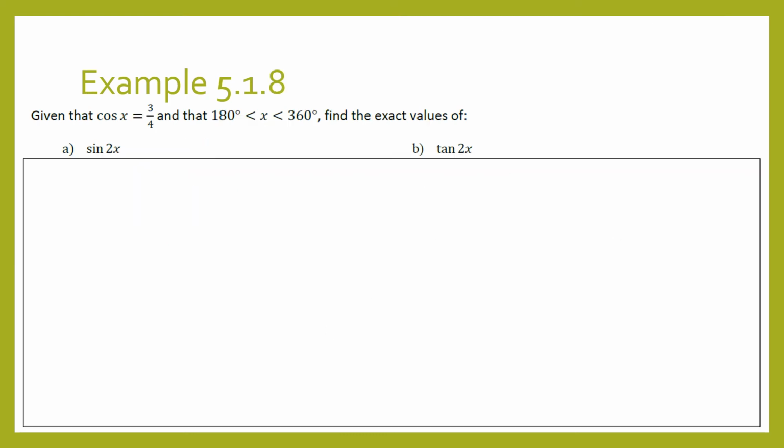In this example, we're given that cos x is 3/4 and x is between 180 degrees and 360 degrees. Stop and think, what do we call an angle between 180 degrees and 360 degrees? Yep, hopefully you remembered it's reflex. Find the exact values, I'm just going to underline the word exact, of sine 2x and tan 2x.